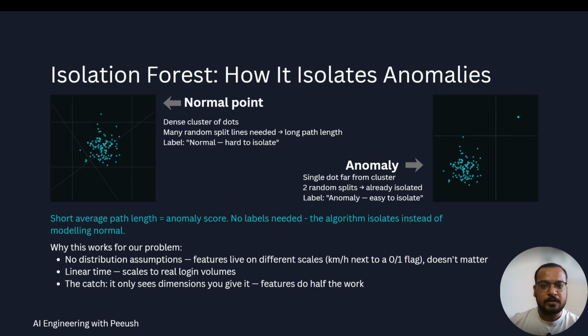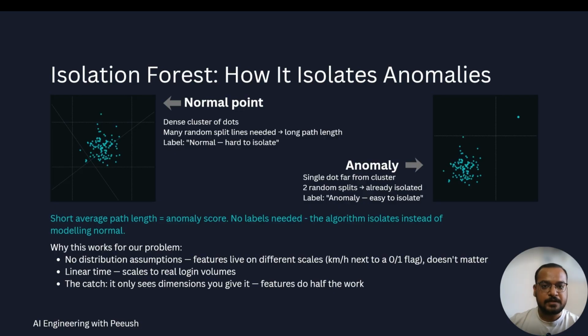Why does this algorithm work for our problem? Three reasons. It needs no labels. It never asks what an attack looks like. It makes no distance or distribution assumptions. Our features will live on widely different scales, kilometers per hour next to a 0, 1 flag, and isolation forest doesn't care. And it's linear time. It scales to login volumes real companies actually have.